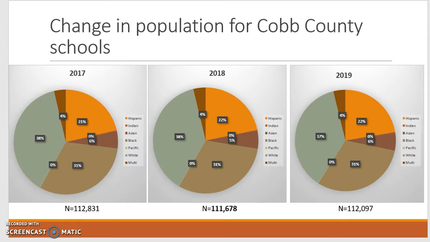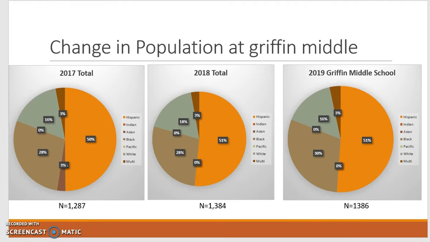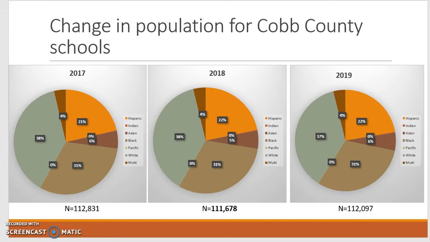The population for Cobb County has remained pretty much the same. The overall population of the county has increased. However, it is a pretty even split between white, black, and Hispanic populations. This is pretty different from the Griffin Middle School population. As you can see here, the Griffin Middle School population is at least half Hispanic. With Cobb County, Hispanic is at about 21%. So Griffin Middle does not exactly represent what the Cobb County population is.